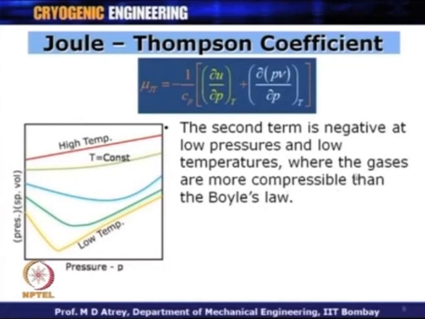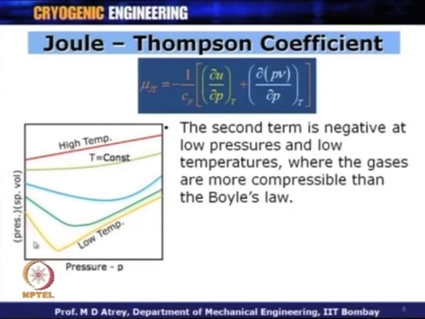Therefore, del PV by del P in this case would be negative, which will help in making mu J(T) positive. So, if you expand the gas in the low temperature and low pressure region, it will always result in cooling when subjected to isenthalpic expansion. And this is where we found there is a temperature or pressure above which it will not result in cooling when expanded, while in this case the gas will result in cooling when expanded in a J(T) expansion manner. So, for a real gas, the Joule-Thomson coefficient depends upon the relative magnitude of both these terms.